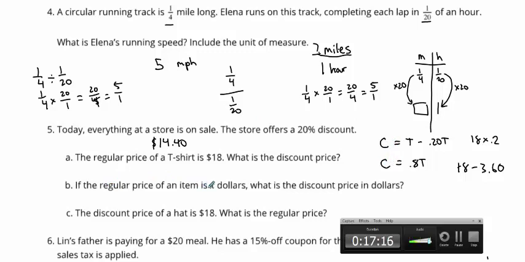If the regular price of an item is X dollars, what is the discount price in dollars? So the discount price is, well, these two equations up here. Either the regular price minus 20% of the regular price, or 80% of the regular price. So either one of these expressions would work for B.